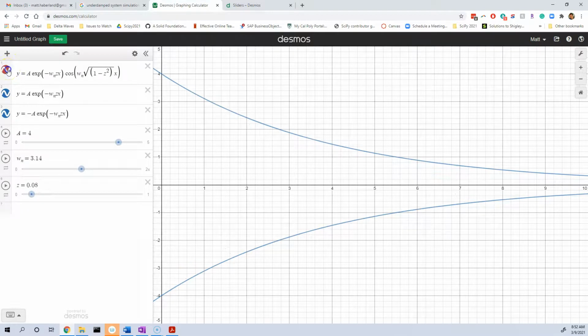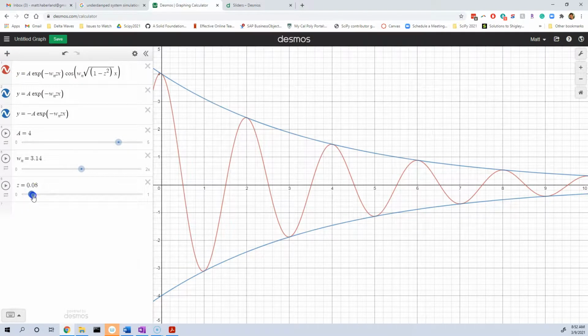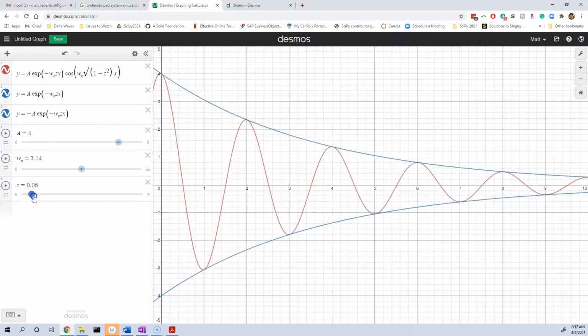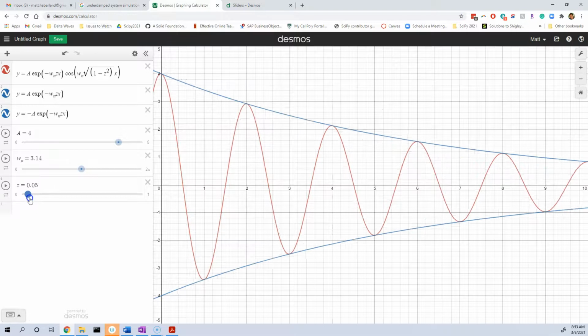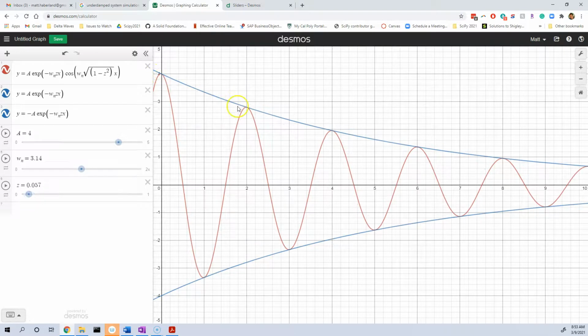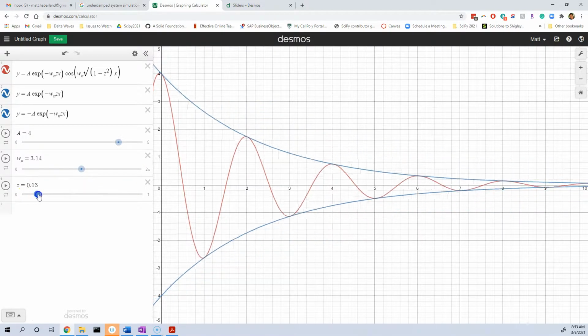Let's turn this back on. And we see the oscillations occur between these two lines. And take a look, I said before that the damped natural frequency, which is going to be the peak to peak time basically, is one way of looking at the frequency. Look how as I change the damping ratio, it doesn't really change that much.